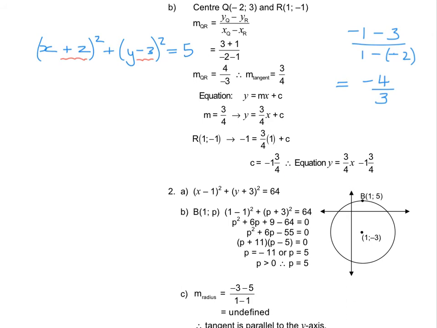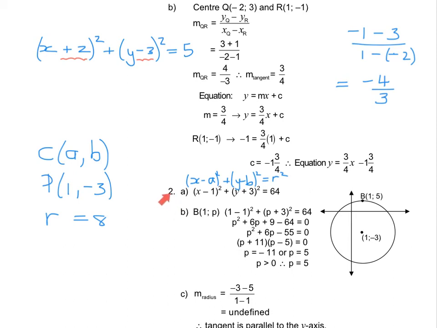So the c value of my tangent is minus 1 and 3 over 4. Therefore, I can conclude that the equation of my tangent is y equal to 3 over 4 x minus the c value of 1 and 3 over 4.